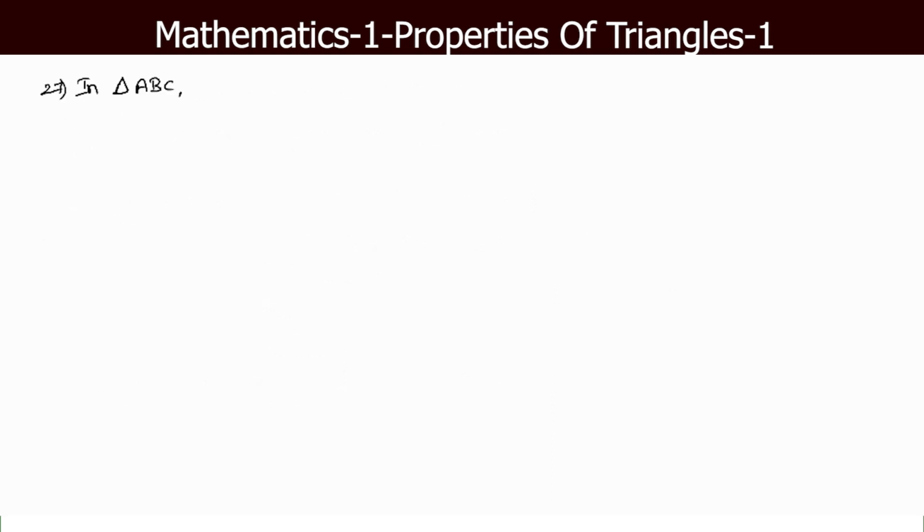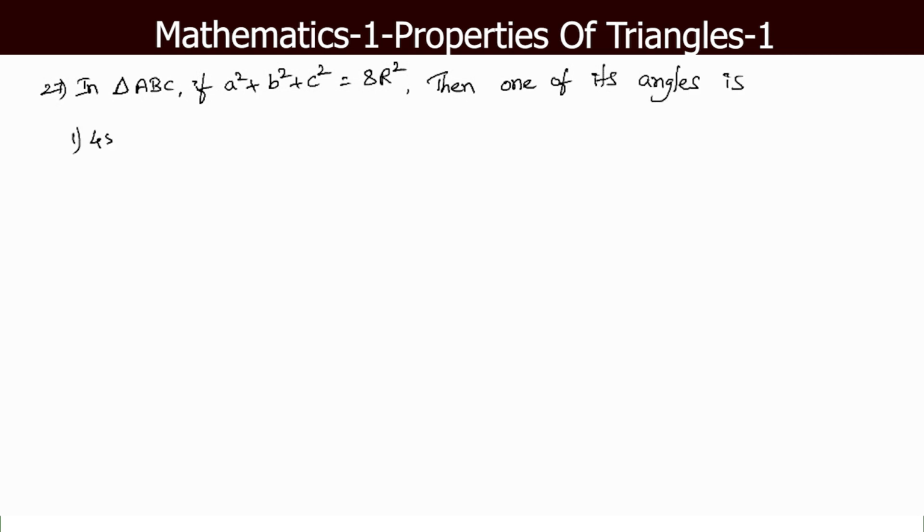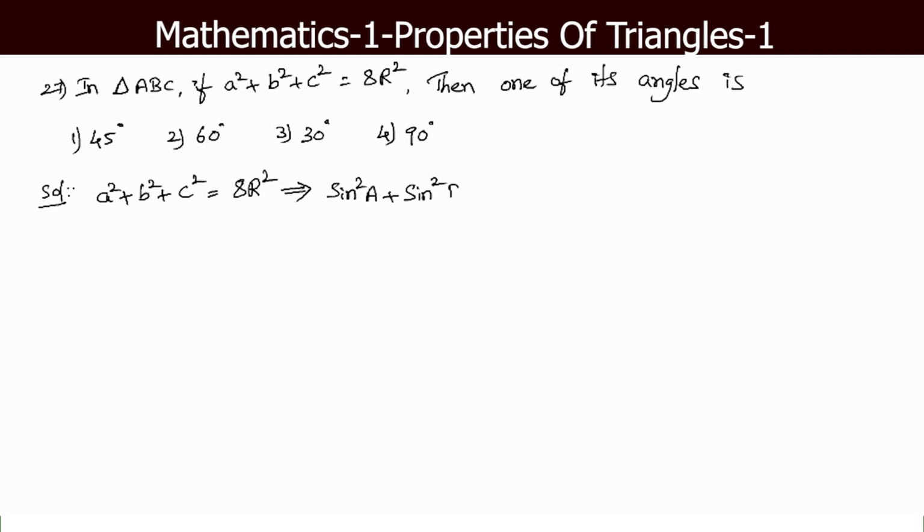Next, in triangle ABC, if a squared plus b squared plus c squared is equal to 8R squared, then one of its angles is 45, 60, 30 or 90 degrees. A squared plus b squared plus c squared equals 8R squared implies, write a is equal to 2R sin A, etc. You will get sin squared A plus sin squared B plus sin squared C is equal to 2. But sin squared A is (1 minus cos 2A) by 2, plus (1 minus cos 2B) by 2, plus (1 minus cos 2C) by 2. So that indicates that cos 2A plus cos 2B plus cos 2C is equal to minus 1.